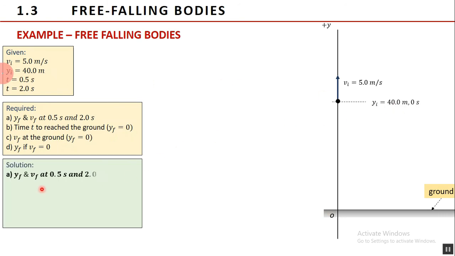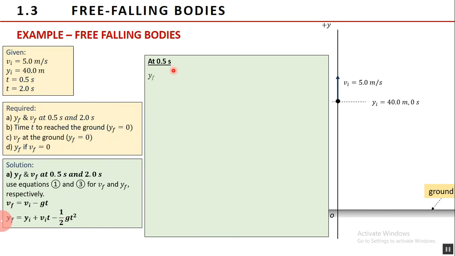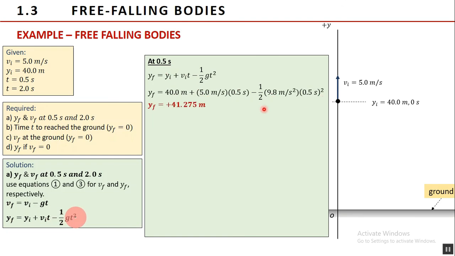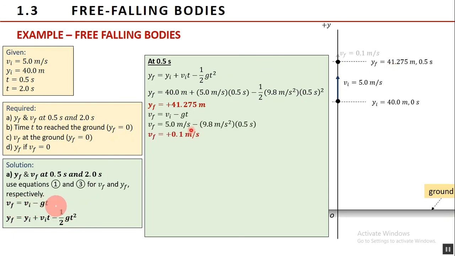Now we use equations 1 and 3 for the final position and final velocity, respectively. At 0.5 second, using this equation and substituting the given information, the position of the sandbag is 41.275 meters above the ground. For the velocity at 0.5 second, equation 1 will give a velocity of positive 0.1 meter per second. At this point, the sandbag is still rising since the velocity is positive, although its magnitude is close to 0.